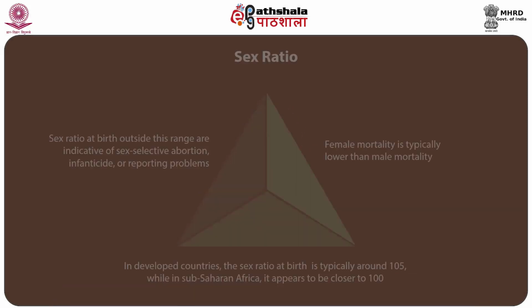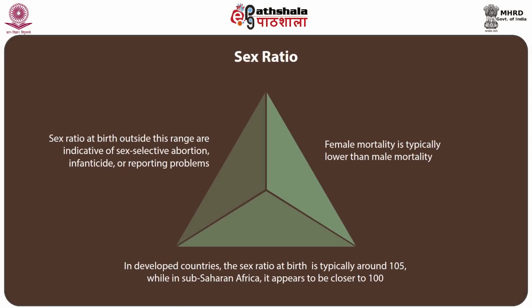A sex ratio at birth outside a particular range is indicative of sex selective abortions and perhaps of sex selective under-enumeration. Sex selective under-enumeration also results in a lower sex ratio at birth. So, in India, if the sex ratio at birth is more than the expected value of 105, this is because there are sex selective abortions as well as sex selective under-enumeration.